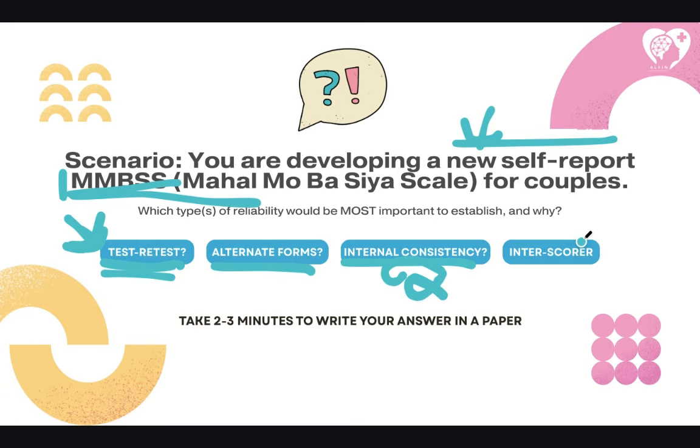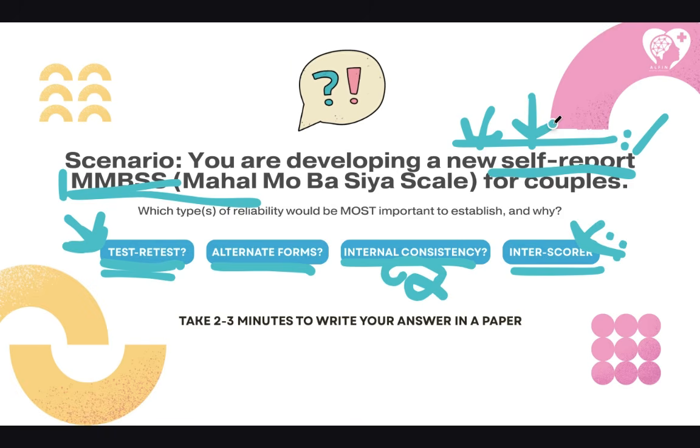So what about interscorer? In this case, because it is a self-report, here's the clue, it is a self-report measure, then you won't need interscorer reliability. If it were a projective test, then you would need this. If it's an essay, you would need this. If it's a behavioral observation scale or checklist, you would need this. But again, it is a self-report scale, so you don't need interscorer reliability.